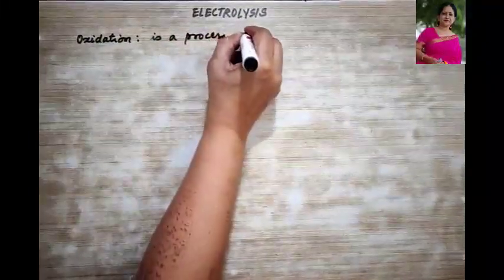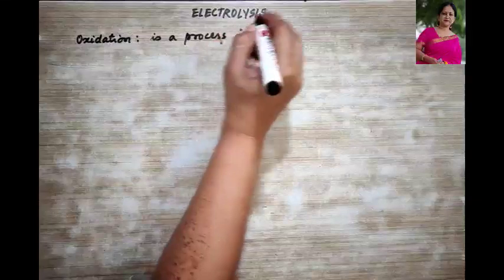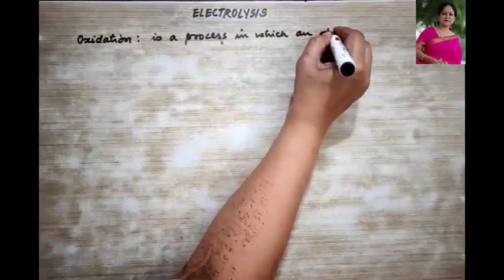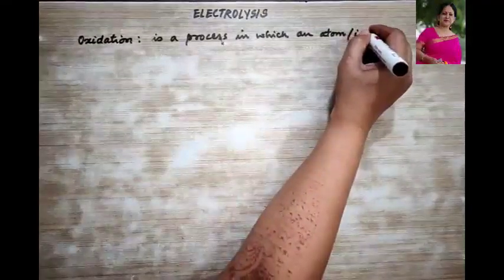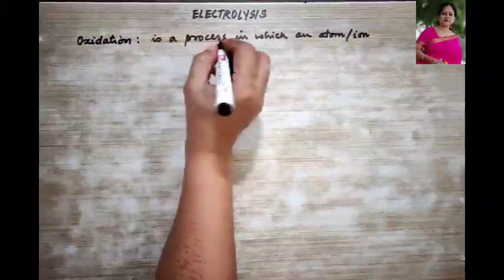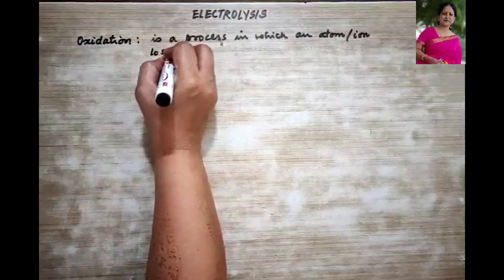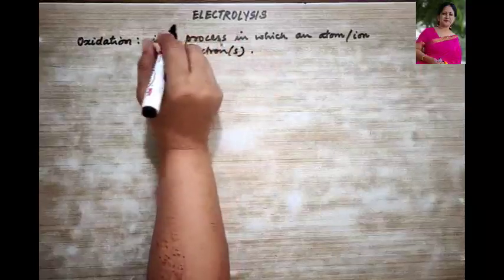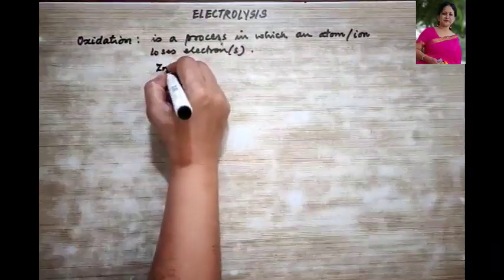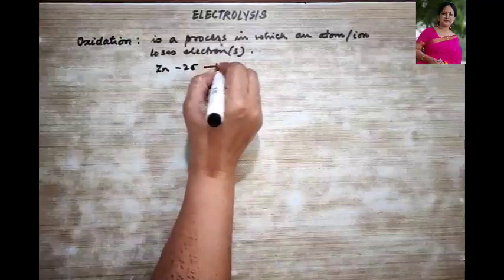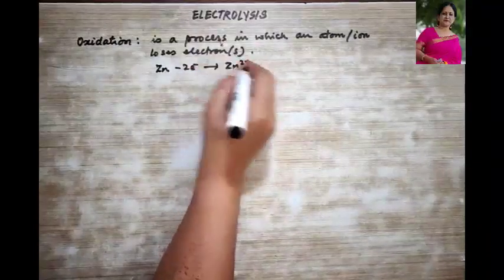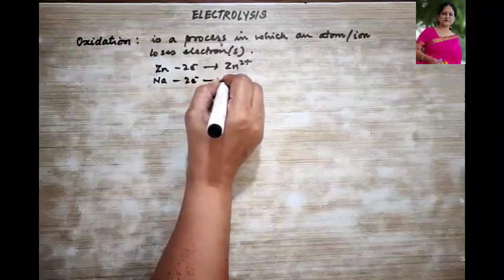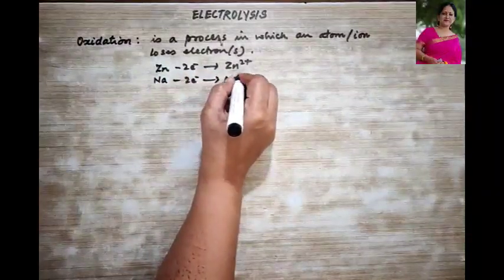A process in which an atom or an ion loses electron or electrons. For example, zinc will lose 2 electrons and form Zn2+, so it is getting oxidized. Or sodium loses an electron and forms Na+.